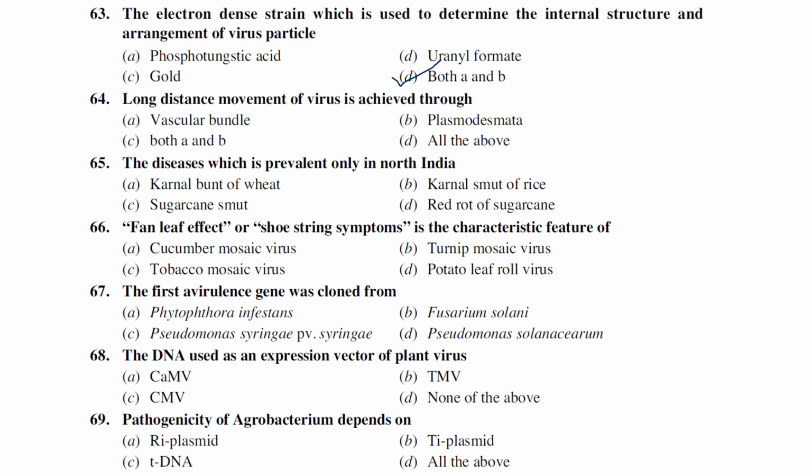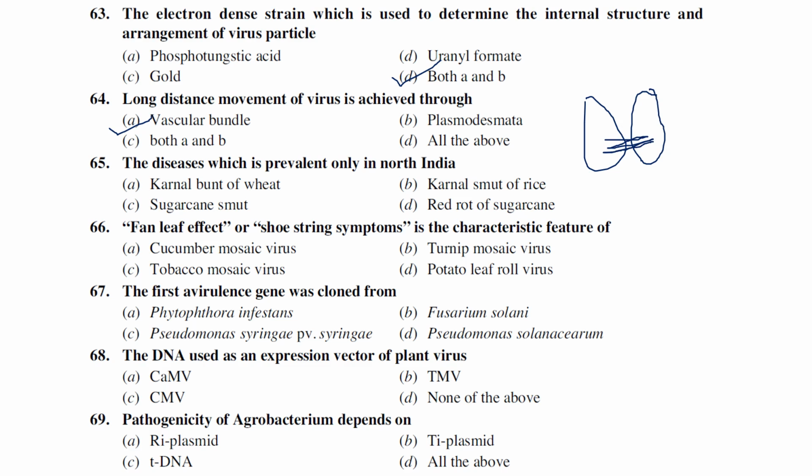Long distance movement of virus can be achieved through vascular bundles, plasmodesmata, both A and B, none of the above. So for long distance movement, generally virus goes through vascular bundles only. If you see plasmodesmata from one cell to another cell, the movement of plant virus from cell to cell is mediated through plasmodesmata.